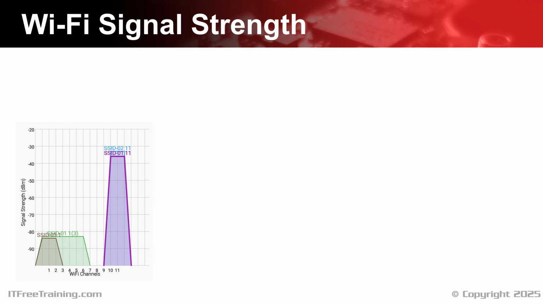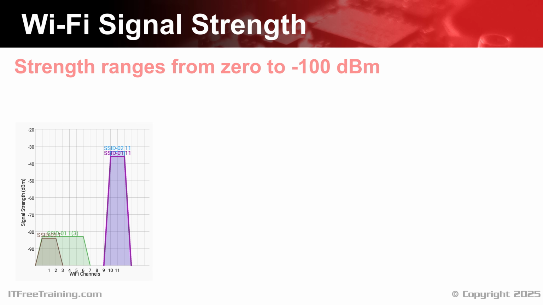Wi-Fi signal strength is measured in decibel milliwatts or dBm. This is a unit of measurement expressing the power of a signal relative to a specific reference point of 1 milliwatt. It can be difficult to understand how this value is calculated, so if you are not concerned about how it is measured, know that signal strengths are measured from 0 to -100 dBm.